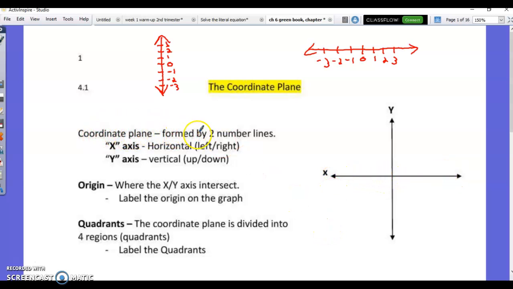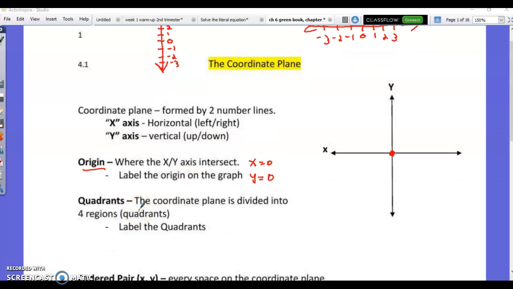All right, the coordinate plane is formed by two number lines, and the x-axis is the horizontal and the y-axis is the vertical. So all of these are considered x values, all of these are considered y values for that particular number line. The origin is the middle of the graph, where they intersect. If you look at the middle of each of our number lines, the origin is 0 for our x and 0 for our y. So it is the point 0, 0.